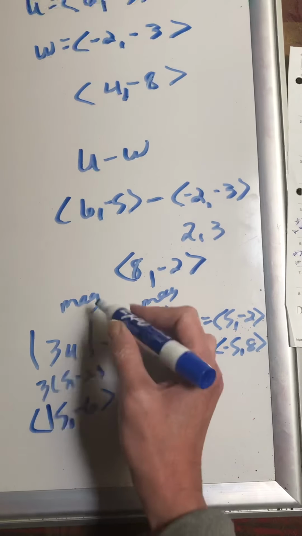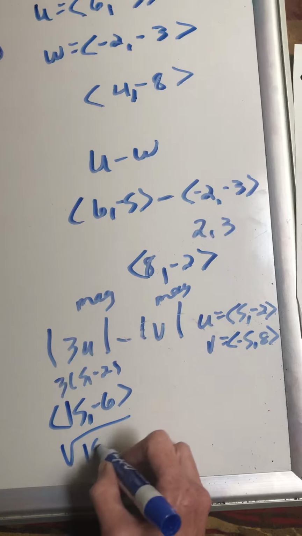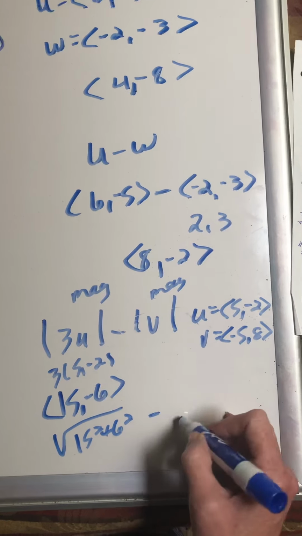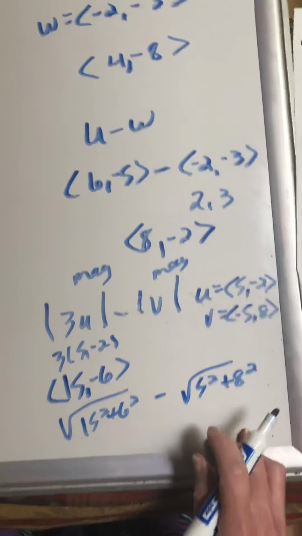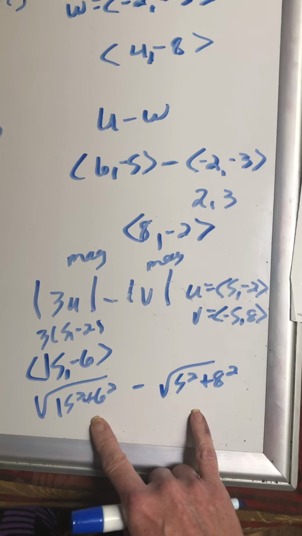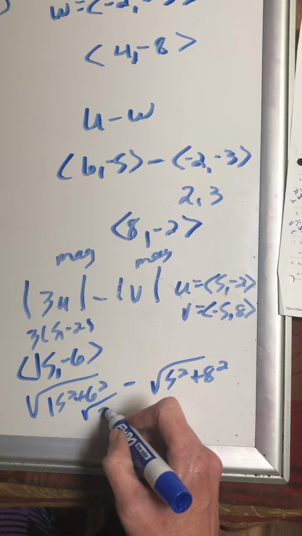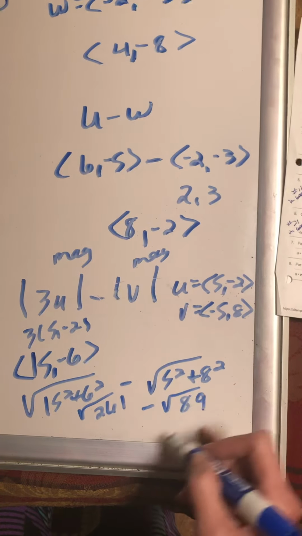But I want the absolute value. Those are straight brackets, absolute value. So I've got to do magnitude. So it's the square root of 15 squared plus 6 squared, minus the square root of 5 squared plus 8 squared. So you're subtracting the magnitudes. So this first magnitude is the square root of 261. The second magnitude is the square root of 89.